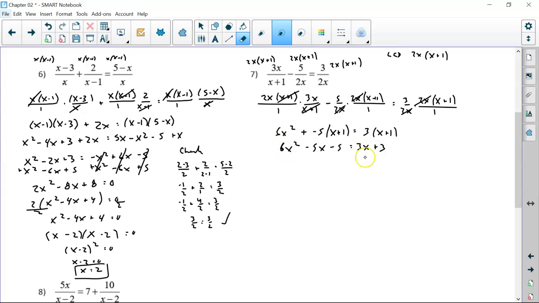So once again, we want to get everything on the left-hand side. I'm going to subtract 3x, and I'm going to subtract 3. So we have 6x squared minus 8x minus 8 equals 0. I can factor out a 2. 2 times x squared minus 4x. Oh, sorry, that's a 3x squared minus 4x minus 4. You can divide both sides by 2, so you just end up with 3x squared minus 4x minus 4 equals 0.